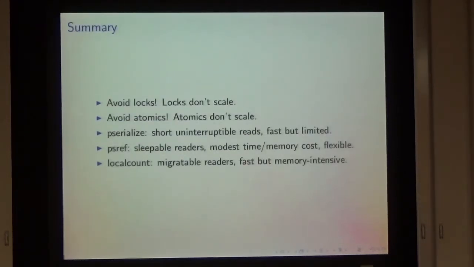So, in summary, we want to avoid locks, because locks don't scale. If necessary, you can split things up with hash locking schemes, but if you can do things without locks, then all the better. And atomics are not much different from locks. There are some purposes for which they are a little bit cheaper, a little less memory, very slightly faster, but otherwise basically the same thing. Passive serialization, for short, uninterruptible reads. It's very fast, but it's limited. You can't sleep.